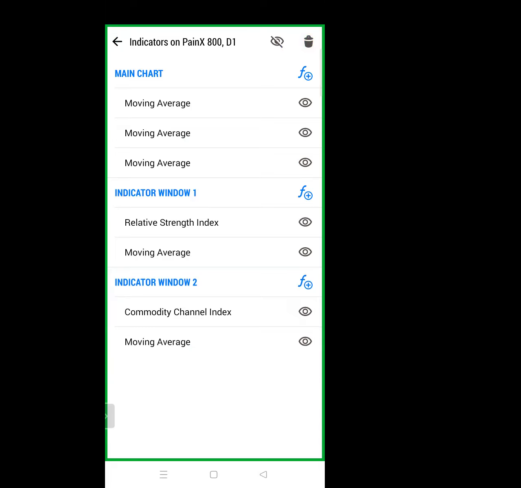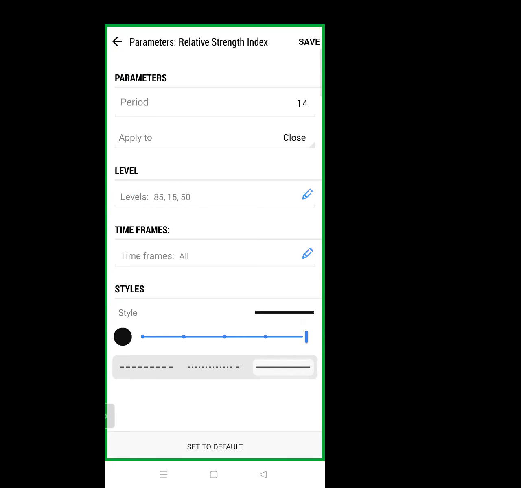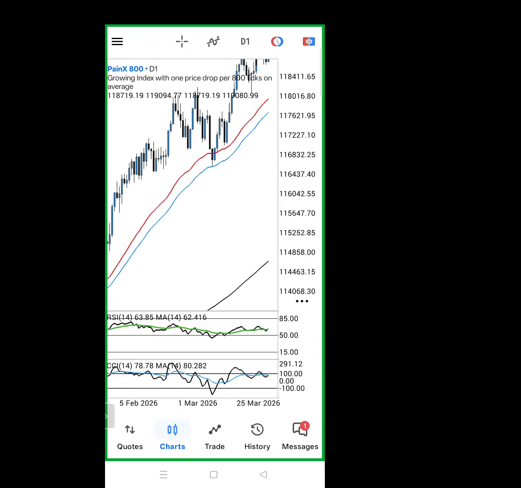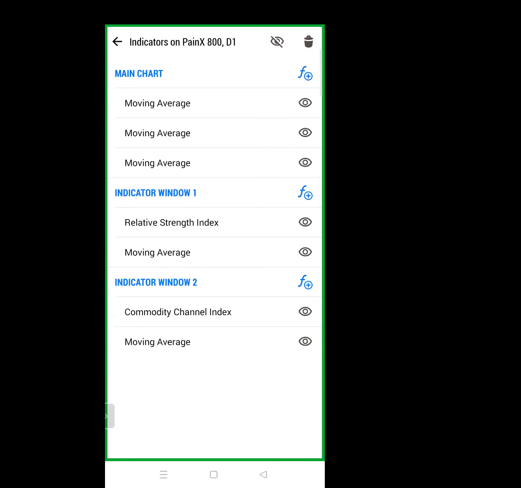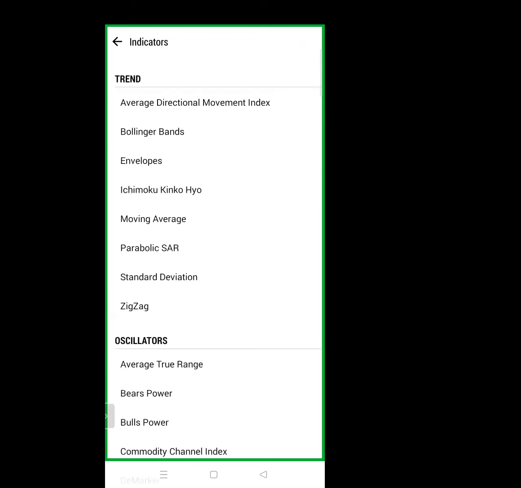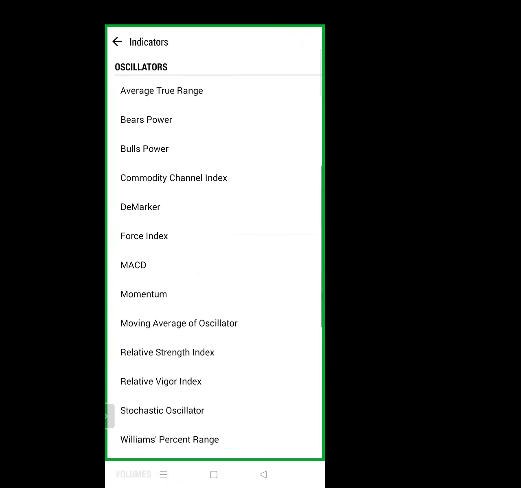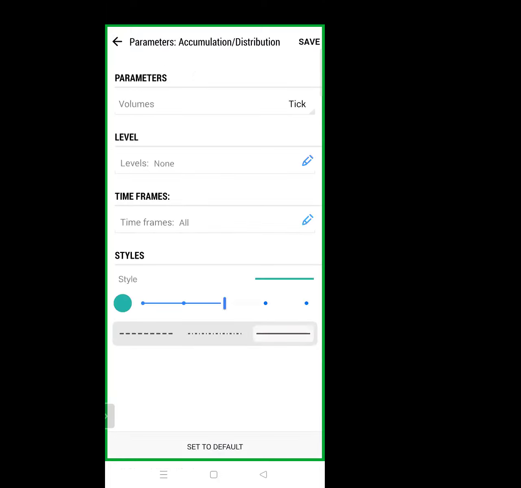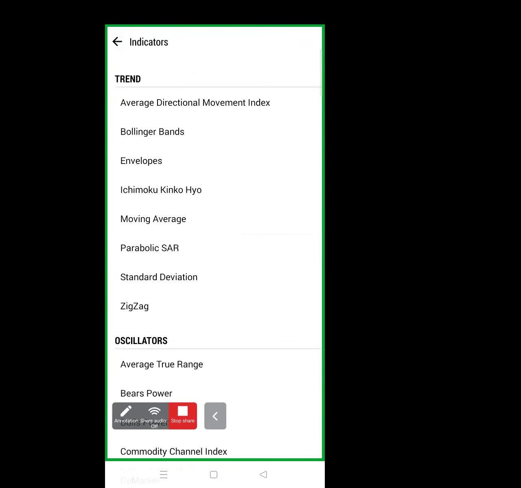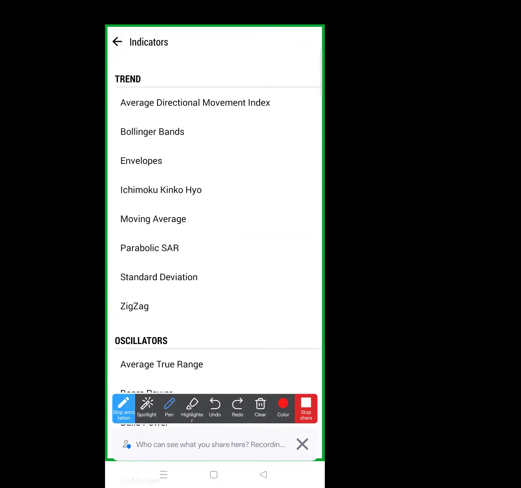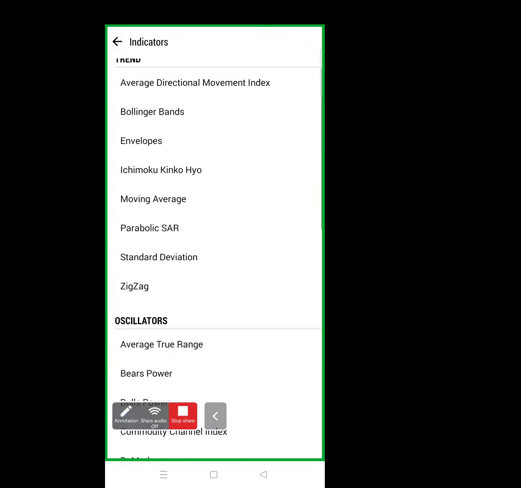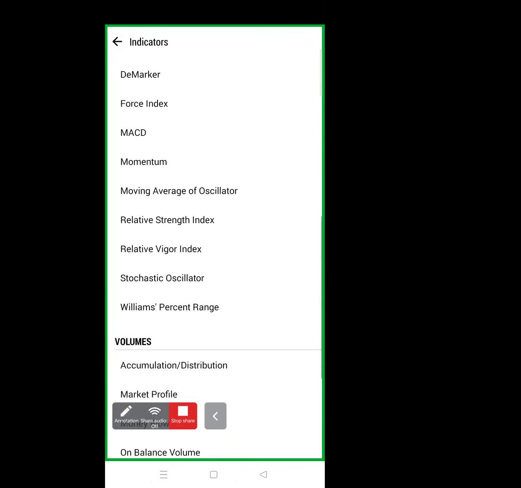Okay, so now you add RSI. I already showed you how to do it. To add RSI, when you come here, you click on this main chart F plus. When you click on the main chart F plus, you come to RSI. This is RSI. Where is it again? Okay, let me take this out first. Okay, so this is RSI.